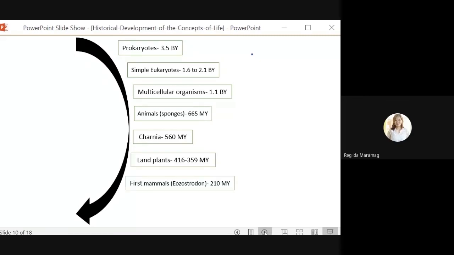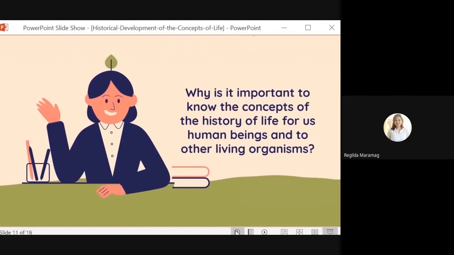So this is the summary of the sequence of events. So with your learning for today, let me ask you this question. Why is it important to know the concepts of the history of life for us human beings and to other living organisms? I repeat, anybody? Ma'am, para malaman po natin kung saan tayo nanggaling at paano po tayo nabuhay. Okay, very good. Sino po yung sumagot? Ma'am Jericho Adar po, ma'am. Okay, very good, Jericho. How about the others?